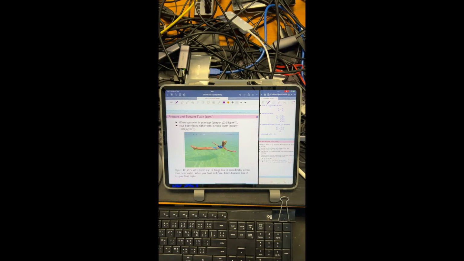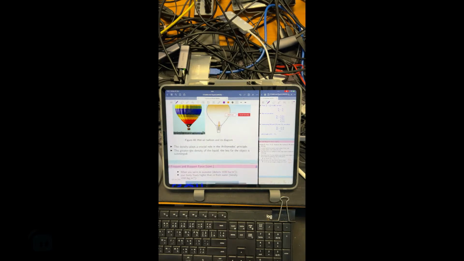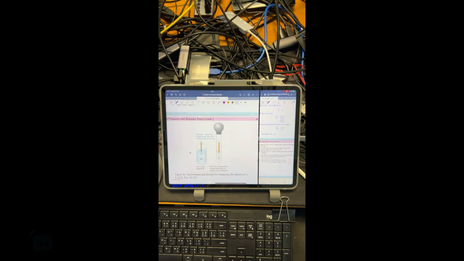When you float in it, your body displaces less of it. It means you float higher. This is one of the examples. You can realize the buoyant force, okay, buoyant force.